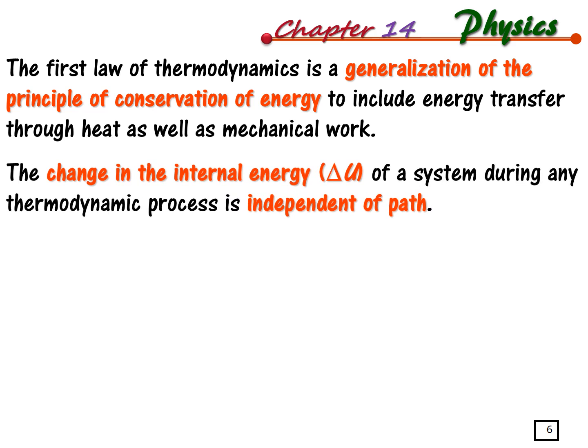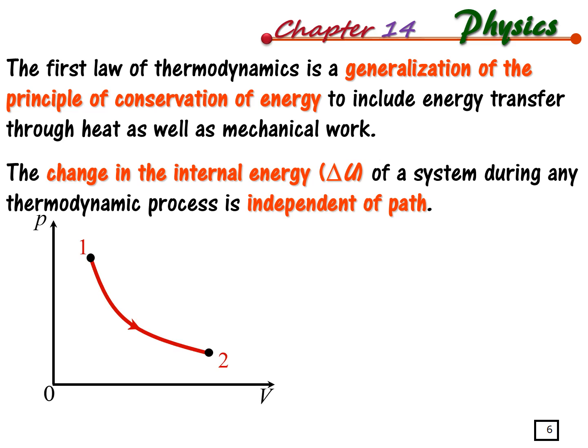And then the change in the internal energy, or delta U, is independent of path. It does not depend on the path. To explain this, I will use a PV diagram, that is a pressure volume graph. So let's say I have condition 1, or state 1, of the gas and state 2 of the gas. There are 3 ways the gas can change its state from 1 to 2.